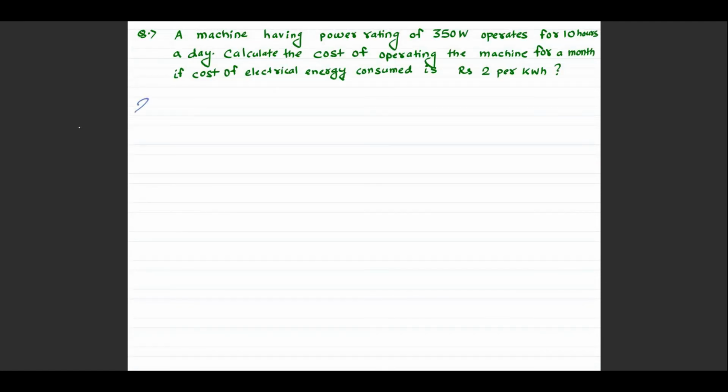Let's take this next question then. There is a machine of power rating 350 watts. So power is 350 watt. Operates for 10 hours a day. Calculate the cost of operating. First of all, we have to get kilowatt hours, right? So it has to operate for a month. So can I say time will be 10 into, and it should have mentioned say it's a 30-day month.